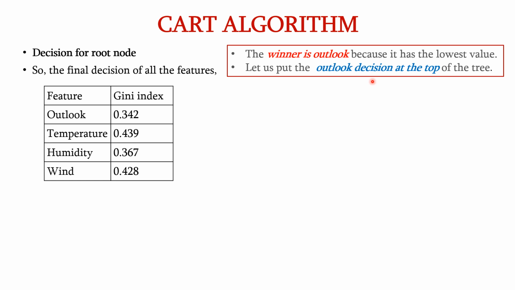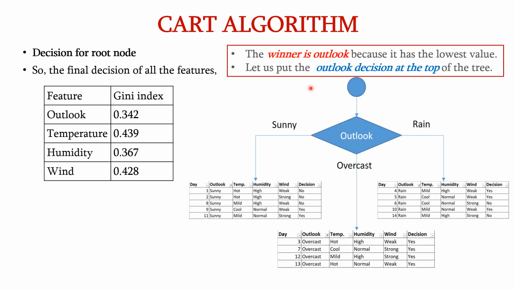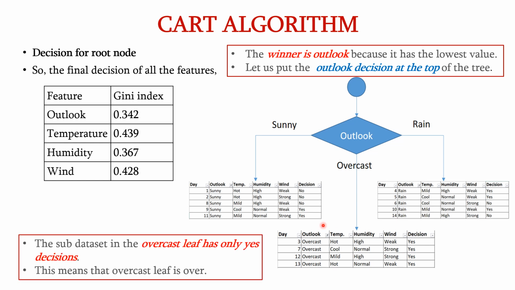So let us put the outlook decision at the top of the tree. It has three values: sunny, overcast and rain. In this we can see that the overcast sub data set has only yes decisions. Here we can see yes as well as no. Here also we have yes as well as no. But here we have only yes decisions.